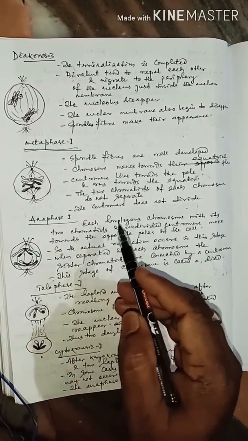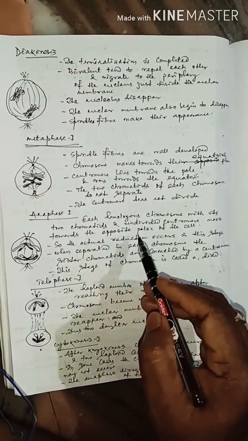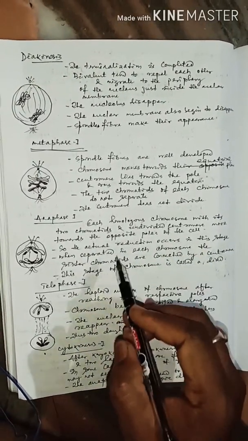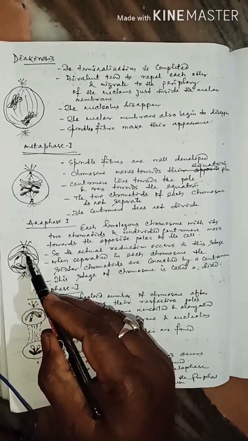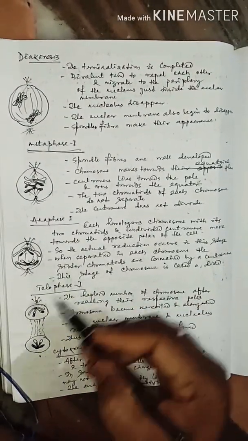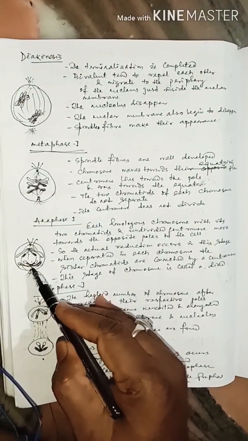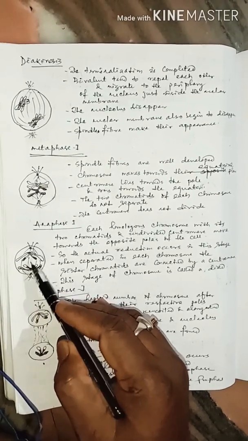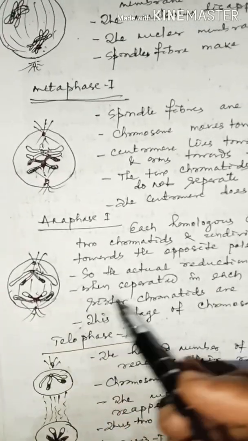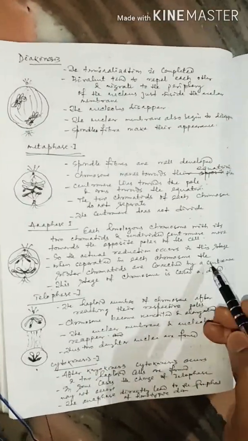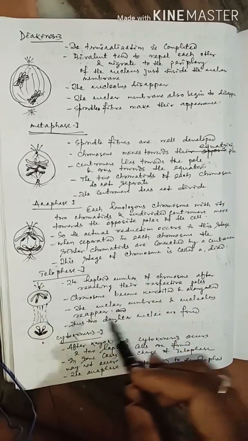Then it is followed by anaphase 1. In anaphase 1, each homologous chromosome with its two chromatids and undivided centromere moves towards the opposite pole of the cell. Here the chromosomes travel towards the opposite poles. So the chromosome number becomes reduced. Here two chromosomes are present, here also two chromosomes are present, but they travel towards their opposite poles. Here constriction appears, so the chromosome number becomes haploid. When separated, in each chromosome the sister chromatids are connected by the centromere. This stage of chromosome is called the dyad stage.